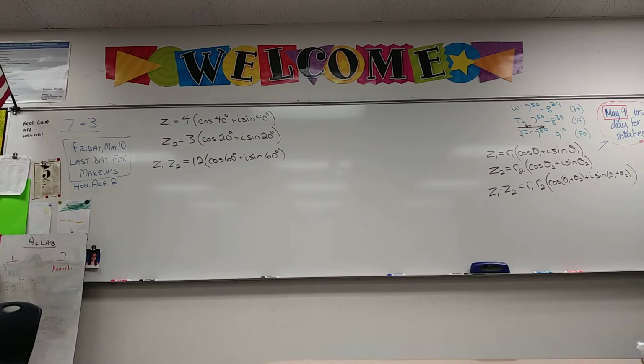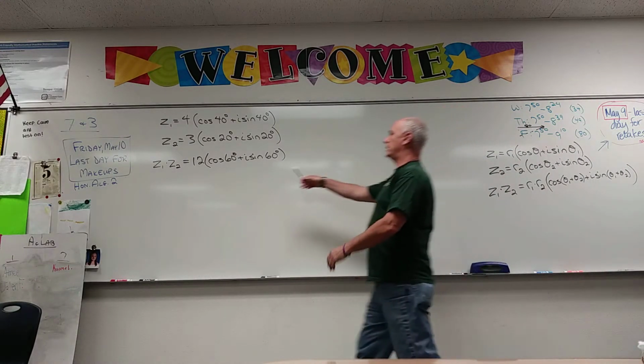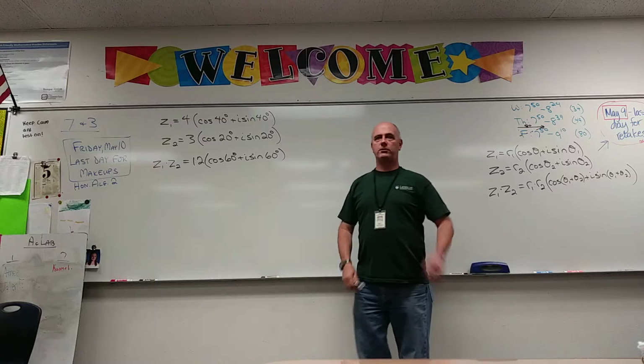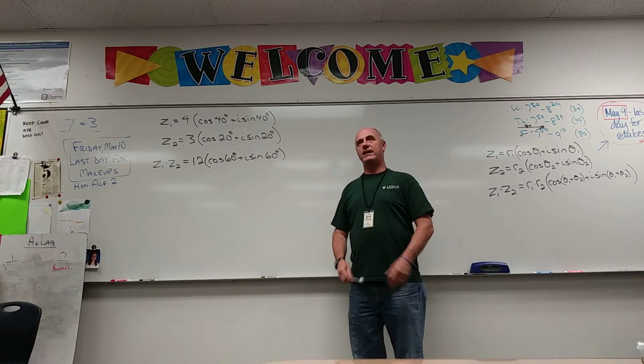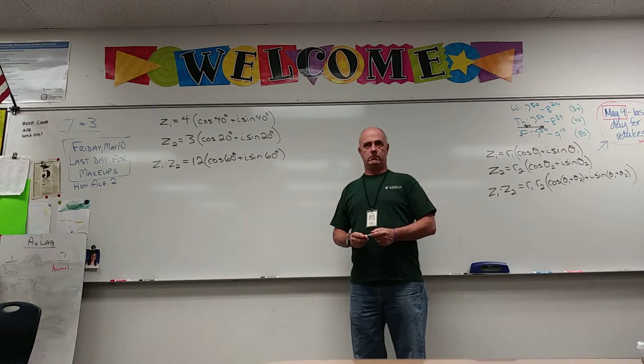If they ask for our answer in polar form, we are done. That would be it. Polar form, 12 cosine of 60 degrees plus i sine of 60 degrees, done. If they ask for the answer in rectangular form, we're not done.